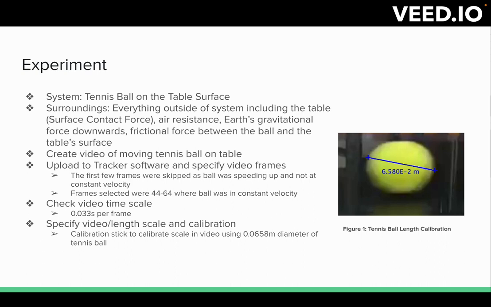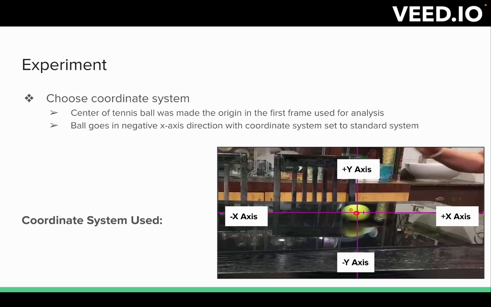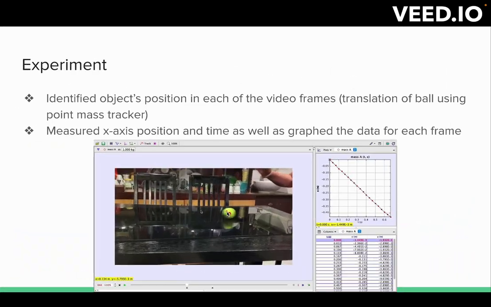In the first part, I created a video of a moving tennis ball on the table and uploaded it to Tracker. I specified video frames 44 to 64, where the ball was at constant velocity, and calibrated using the diameter of the tennis ball, as you can see in figure 1. I also chose a coordinate system as shown in this figure, where upwards was plus y, down was minus y, to the right was plus x, to the left was minus x, and the center of the tennis ball was the origin. In the video, the tennis ball moved to the left, towards the negative x-axis.